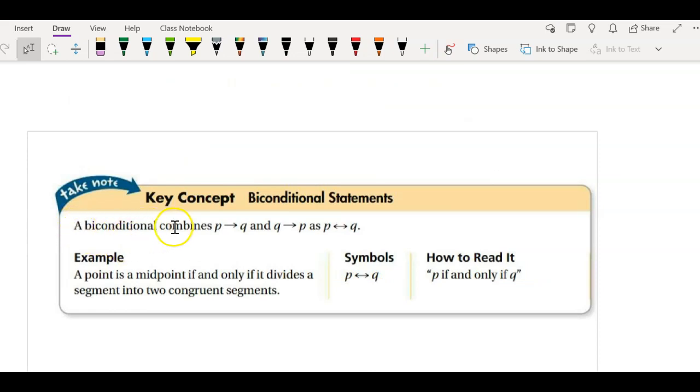So a biconditional combines if P then Q, and then the converse, if Q then P. And notice these little double-sided arrows? That is the symbol you're going to use, and it's read, P if and only if Q. On this example, a point is a midpoint if and only if it divides a segment into two congruent segments.